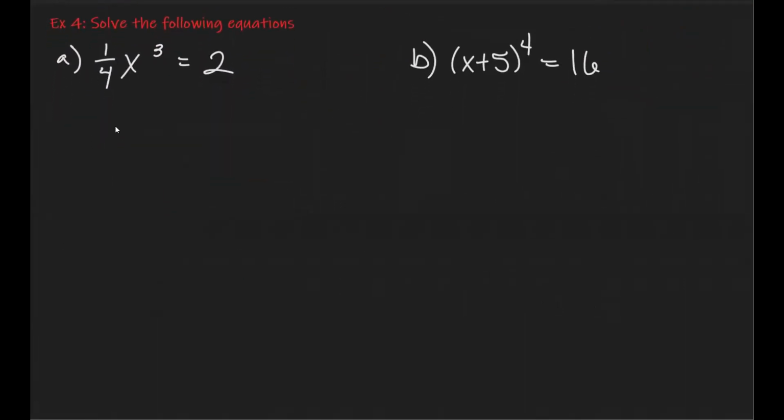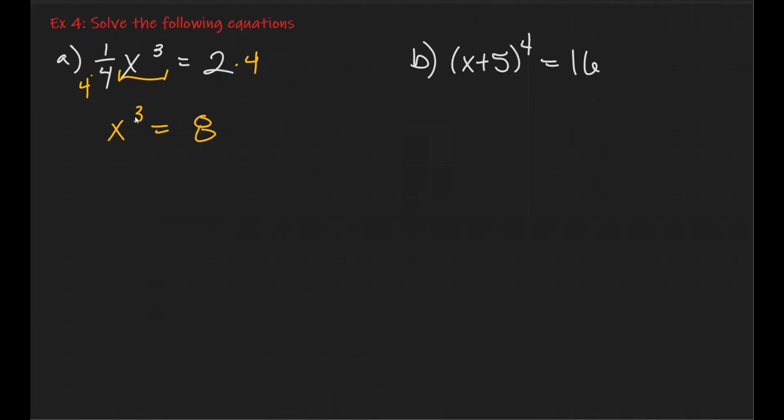Okay, so for A, you kind of are used to this by now, right? If I want to solve for x, I need to try to get x by itself. Before I can do anything with the x cubed, I need to get rid of this 1/4. How do I do that? I multiply by its reciprocal on both sides. So times 4, times 4. We get x cubed is equal to 8.